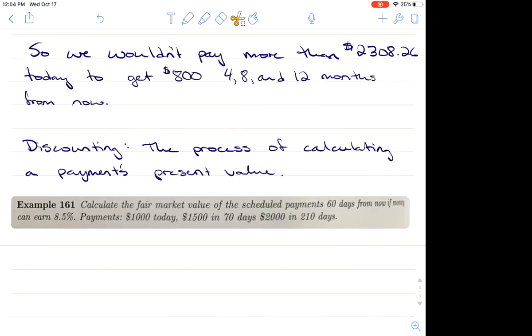Okay. Calculate the fair market value of the scheduled payments 60 days from now if money can earn 8.5%. So the payments are going to be $1,000 today, $1,500 in 70 days, and $2,000 in 210 days. So we're dealing with today, right? 70 days and 210 days. But we also want to know, calculate the fair market value at 60 days. Right? So we'll throw 60 days in there.